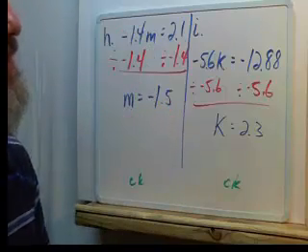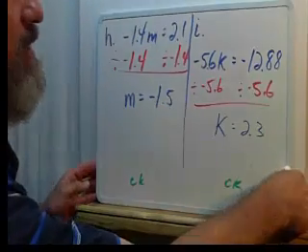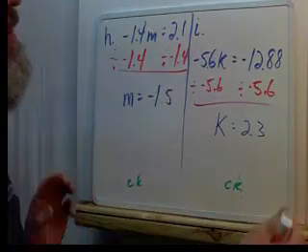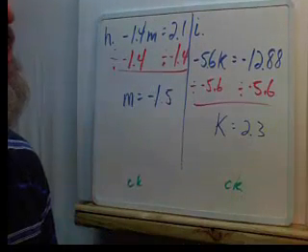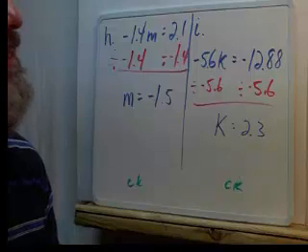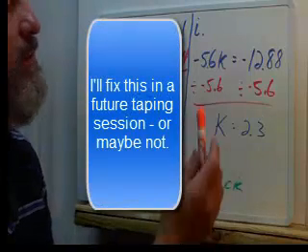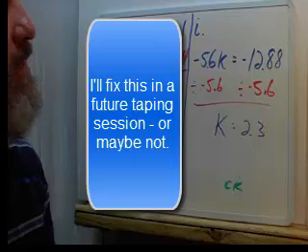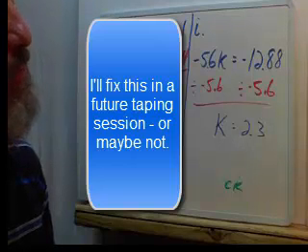And lastly, letter I. Negative 5.6k equals negative 12.88. Divide both sides by negative 5.6 and get k equals 2.3. Put that answer in the original equation to see that it works.